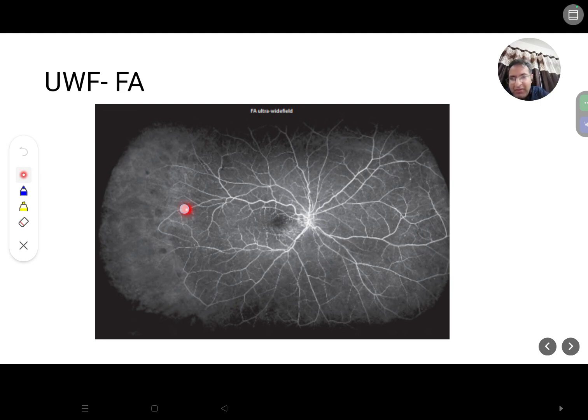In this example, the temporal periphery is totally non-perfused, and we can see the vessels joining each other rather than going into this peripheral tissue. So they are forming loops at the junction of the non-vascularized tissue and the vascularized tissue, and this can be anything like FEVR, like ROP. This can be anything.